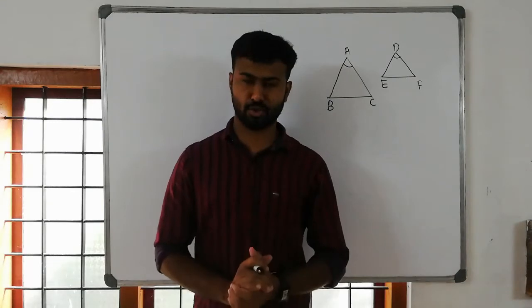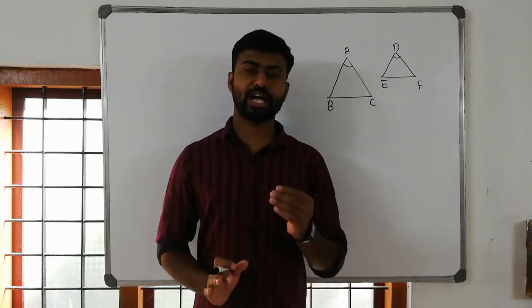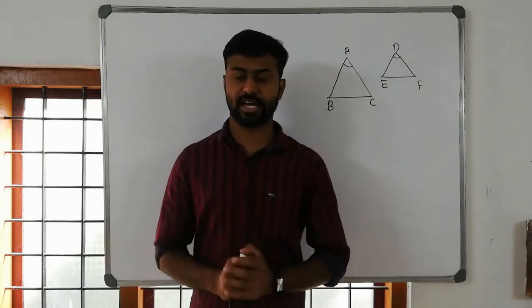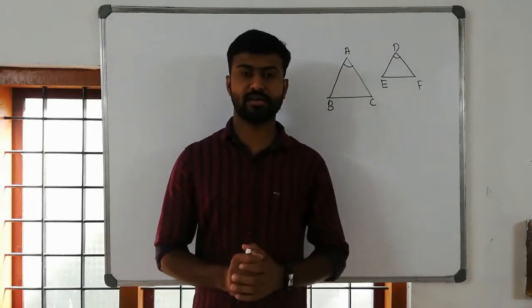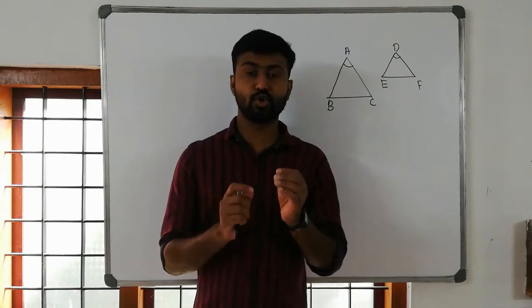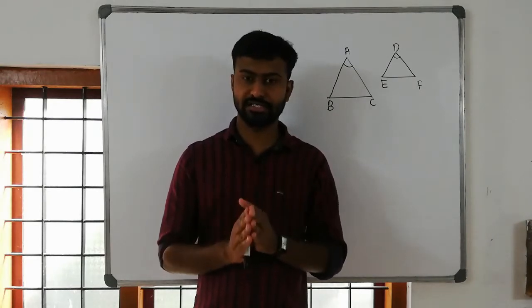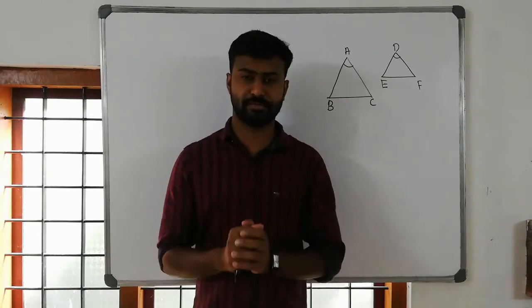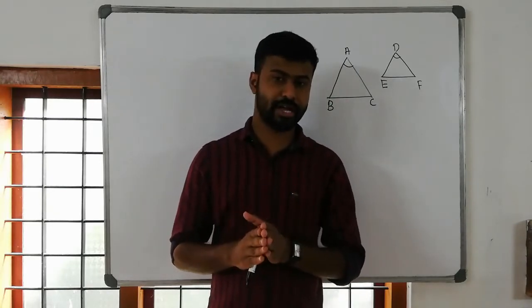Let's discuss the first one. If one angle of one triangle is equal to one angle of another triangle, and in both triangles, the sides including the equal angles are in proportion, then these two triangles are similar. So I will explain it by an example.